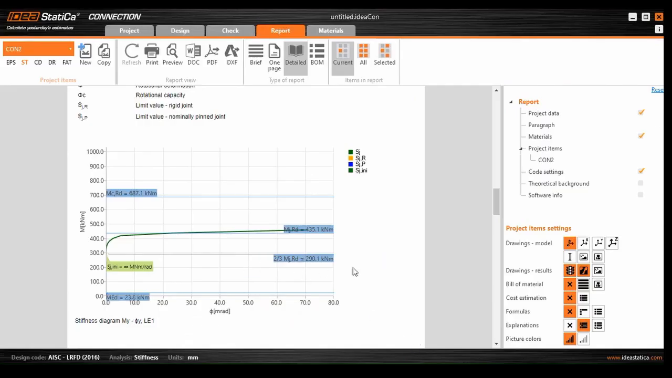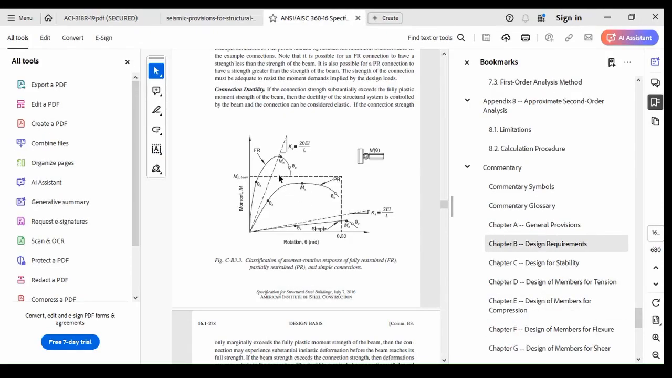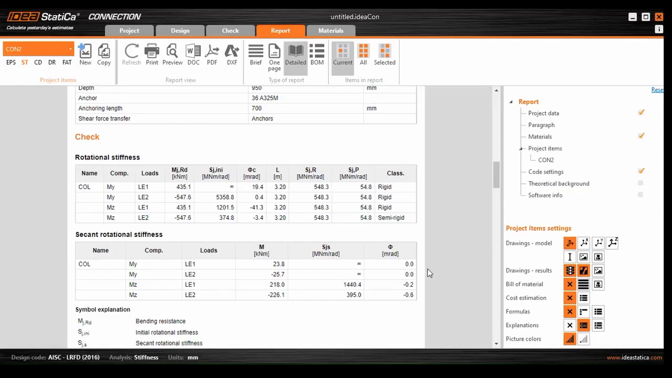So get back to IDEA. And in this table, you can see SJP, SJR. These two terms are very important to define whether a connection is rigid, pinned, or semi-rigid. SJP is 2EI/L. SJR is 20 EI divided by L, as you saw here in the AISC requirements in this picture. So get back to IDEA again.